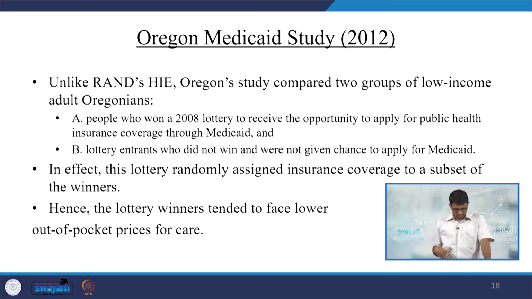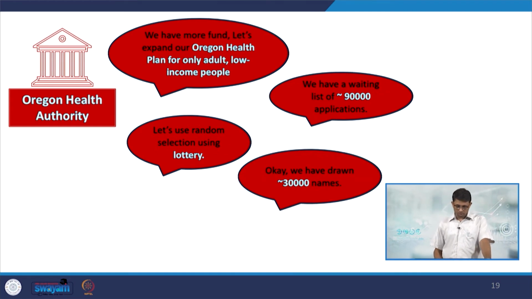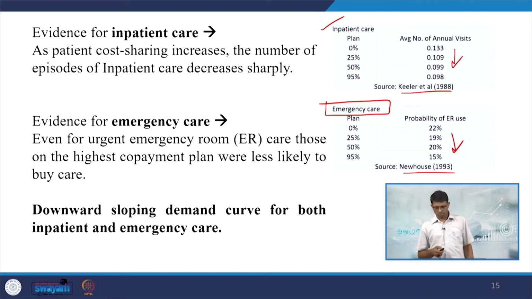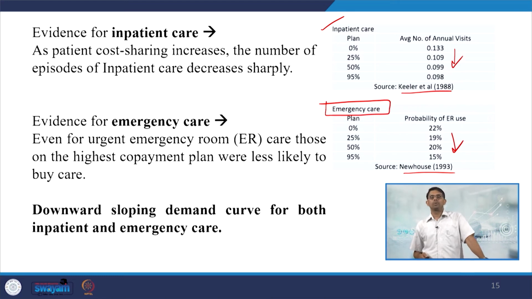Those comparisons can be made, and in effect this lottery randomly assigned insurance coverage to a subset of the winners. Hence, the lottery winners tended to face lower out of pocket expenditure for healthcare. So, accordingly we can find out the differences. This is what is presented: if we have more funds, let's expand our Oregon health plan for low income adults only. As in the previous example, a number of policy conclusions are possible through these experiments, like which kinds of products should be subsidized by government. Since we have seen that the number of episodes declines, and since our income quintiles are very different in the country and people may not be able to afford care, this also calls for public facilities for healthcare.